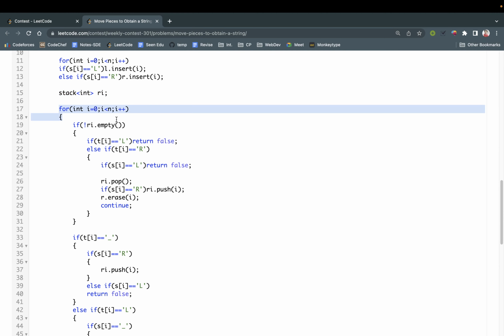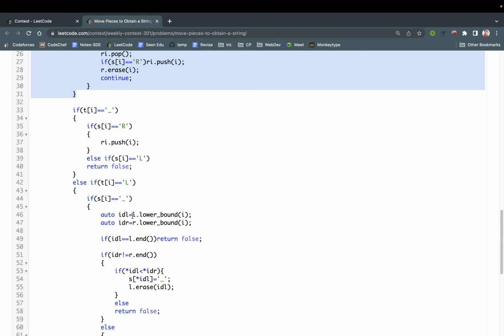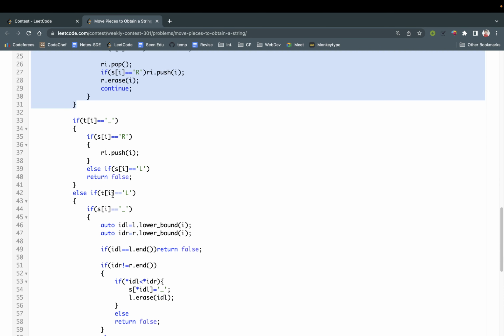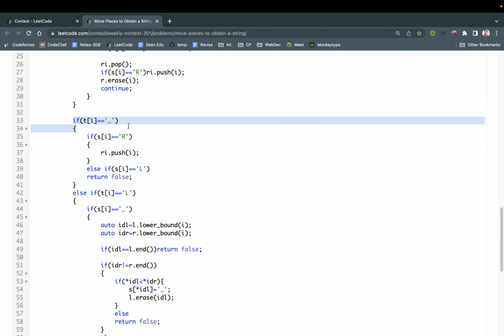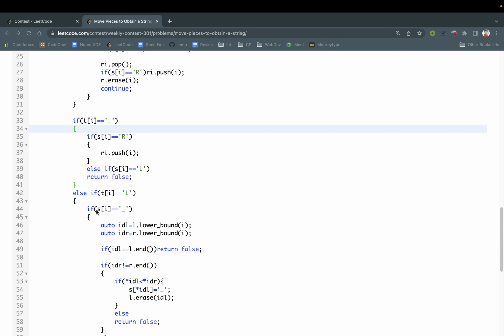So first I'm iterating a loop. So we will come to that soon. First see this. If the t of i is dash, simply s of i.